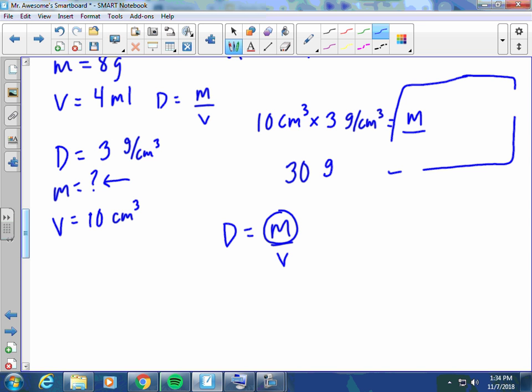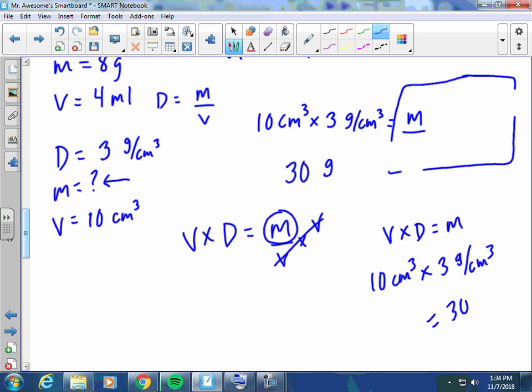I go, okay, it's on top. It's not by itself. It's being divided by volume. Multiply both sides by volume. And so that tells me that the equation for mass is V times density. Does that make sense? And now I could just plug in my numbers. Volume is 10 cubic centimeters times the density, which is 3 grams per cubic centimeter. So 30. I know the units for mass are grams. It could be 10 cubic centimeters times something with centimeters in the denominator cancels that out. That's why. Don't worry if that doesn't make sense to you.